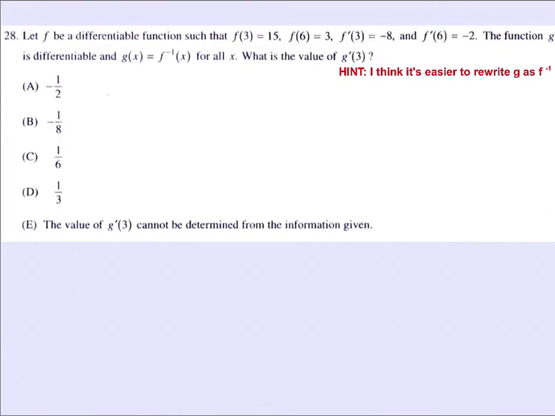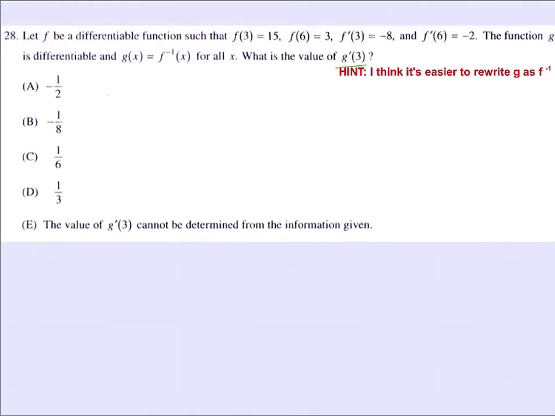I'll do one more actual AP problem. And this one is easier than the table, but a tiny bit trickier than the number 40 we just did, only because they give us a little bit of extra information here. So f is a differentiable function, and f of 3 is 15, f of 6 is 3, f prime of 3 is negative 8, and f prime of 6 is negative 2. There's no way we're going to use all of that information just to find one derivative. g is the inverse of f, and we want to find g prime of 3.